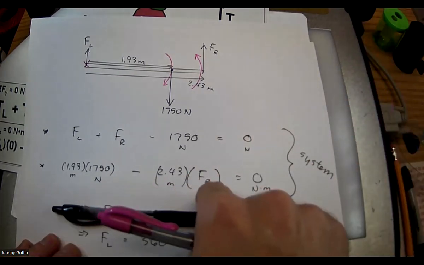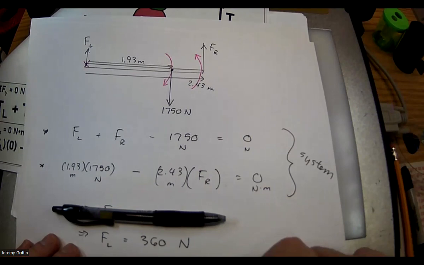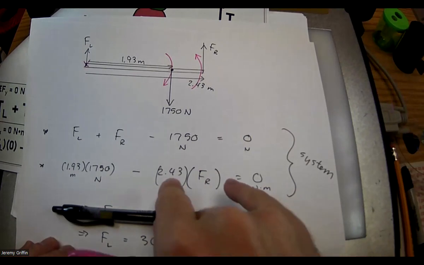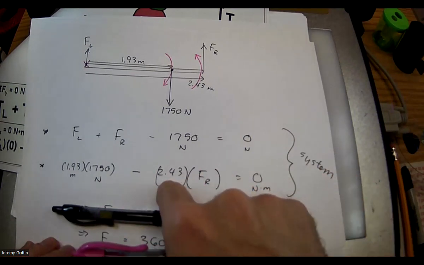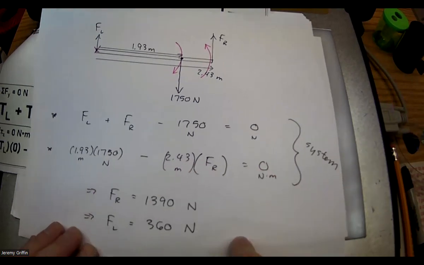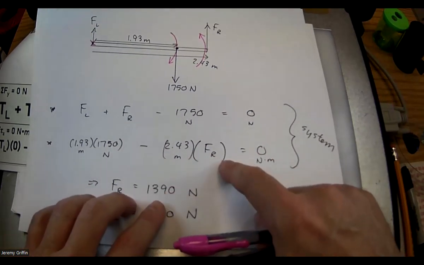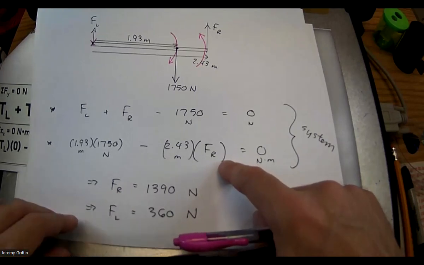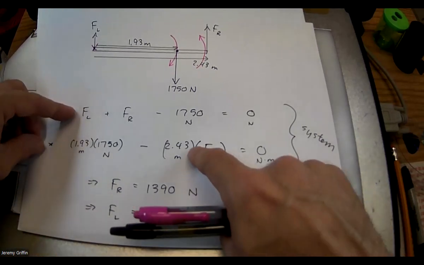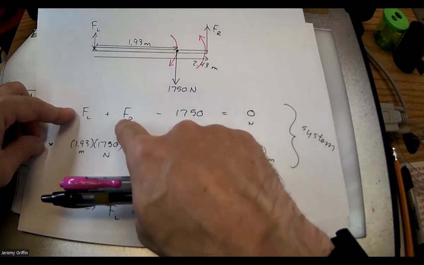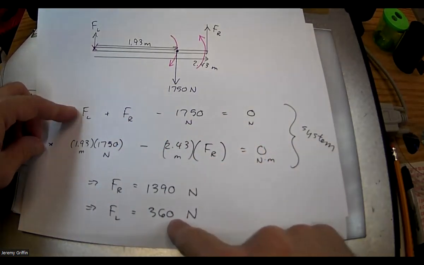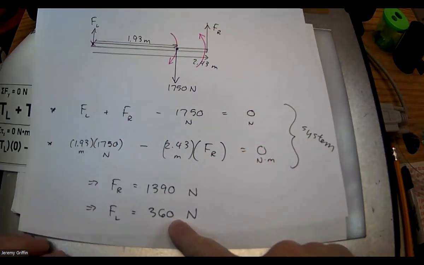But do you guys see that there's only one unknown here? Can you guys do the algebra for this? Right? Take this, add it over, divide by the 2.43 meters. You're going to get 1390 newtons. That's how you get 1390 newtons. Then what you can do is go back to your first equation, plug in 1390 newtons, right there and solve for the lug force, which is equal to this, 360 newtons, right?